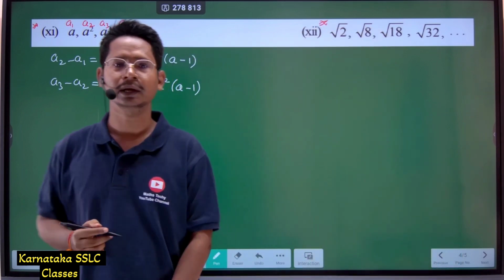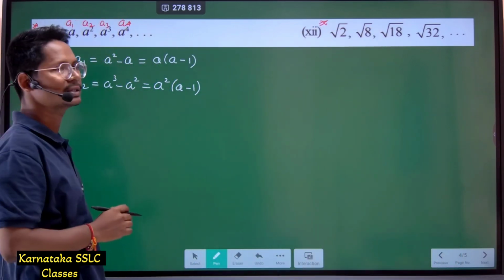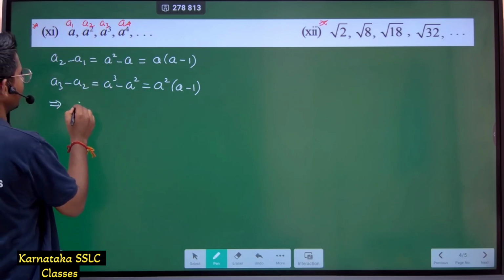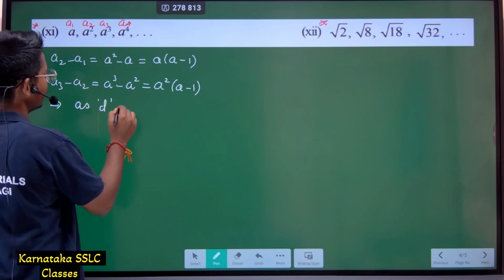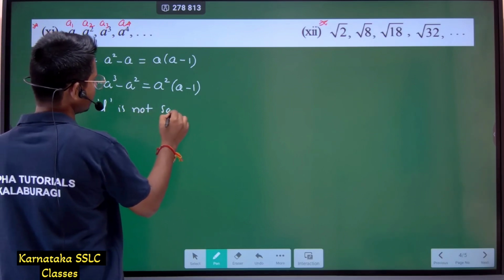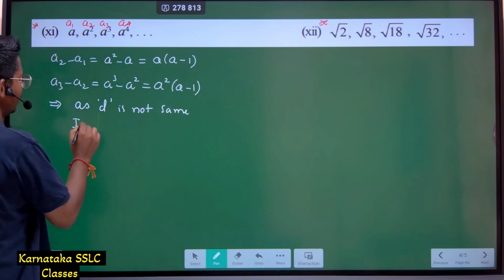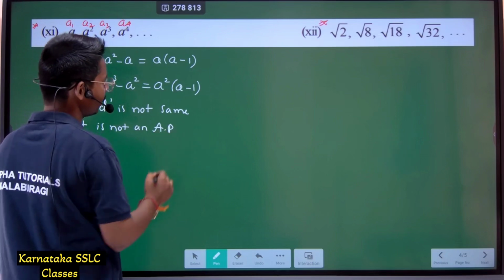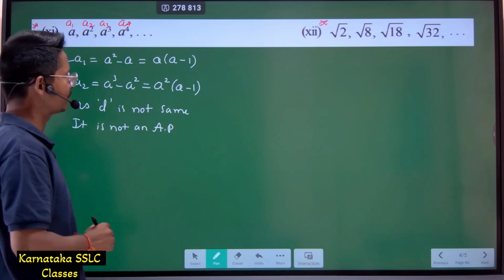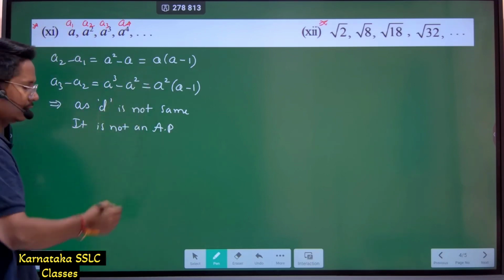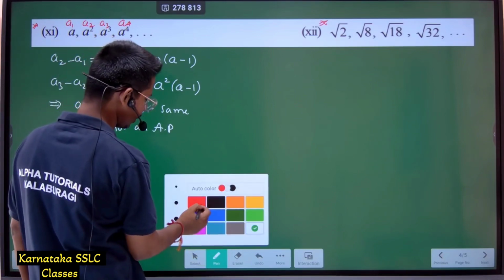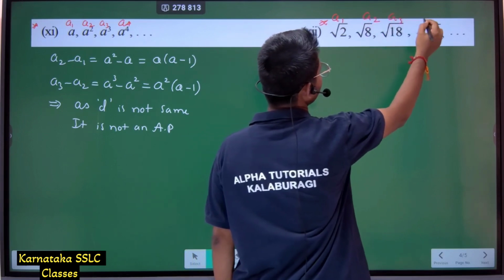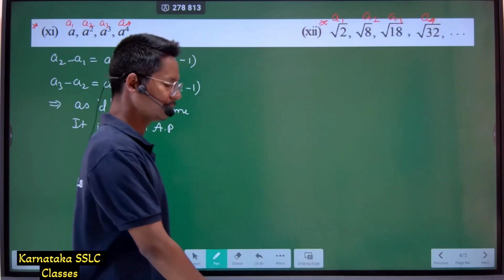So what I can conclude is that the given set of numbers does not form an AP. This implies, as D is not the same, it is not an AP. So when it is not an AP, there is no need to find the next three terms. This one is very important. Mark the terms A1, A2, A3, A4.